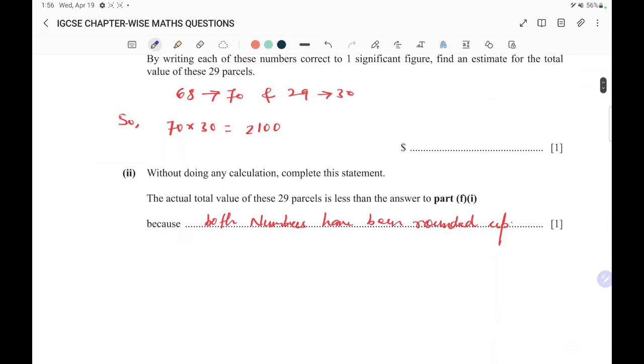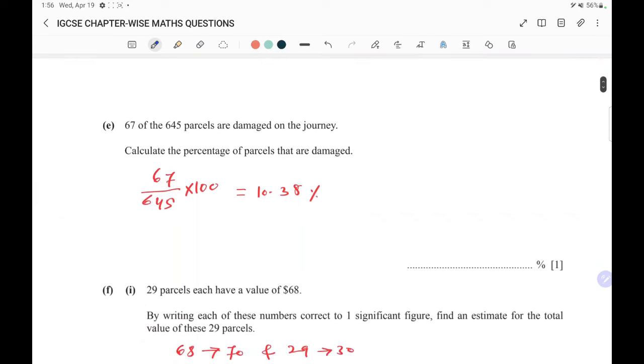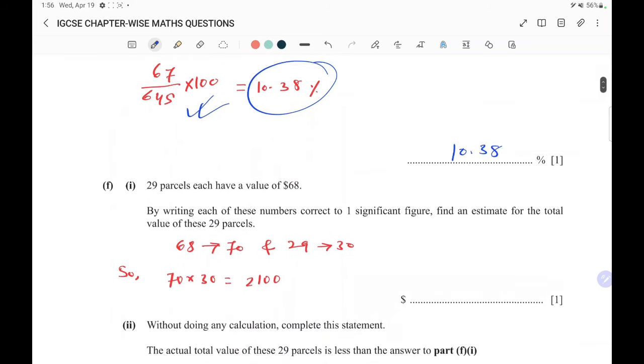Okay, now we are here. So E part says 67 of 645 parcels are damaged on the journey. So that's asking about the percentage. It's very simple: 67 over 645 times 100, so 10.38. That will be 10.38%.